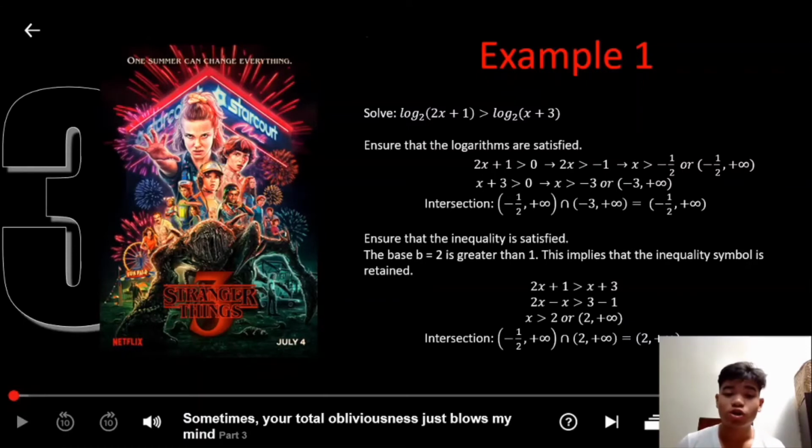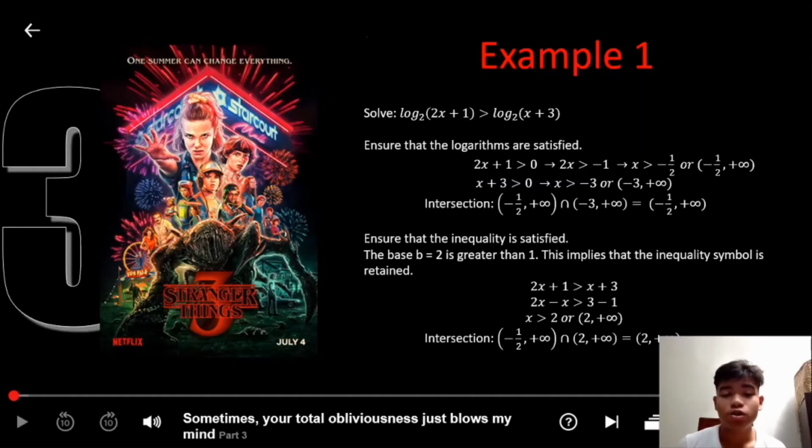We should also ensure the inequality is satisfied. As we all know, the base b is 2, which is greater than 1. This implies that the inequality symbol is retained. So let us proceed to 2x plus 1 is greater than x plus 3. We will transpose the 1 to the right side and the x variable to the left side, so both will turn negative. So 2x minus x is greater than 3 minus 1.